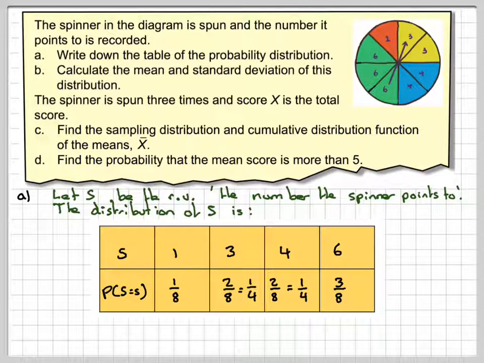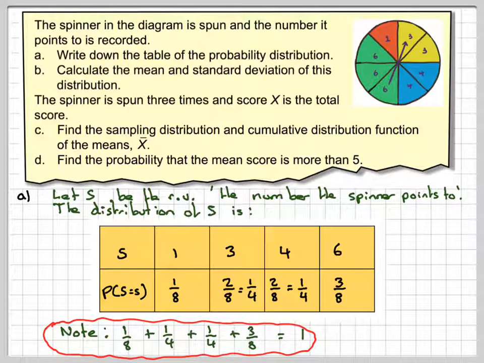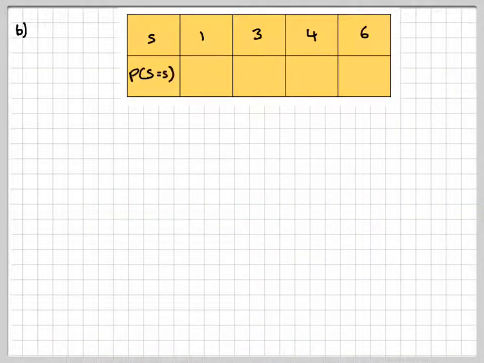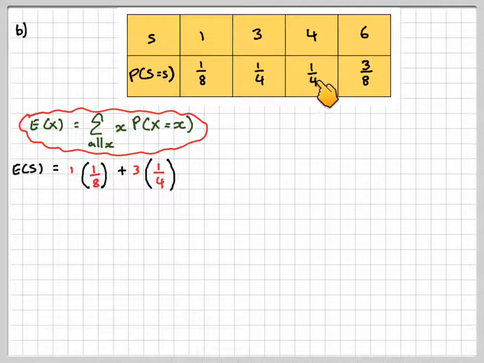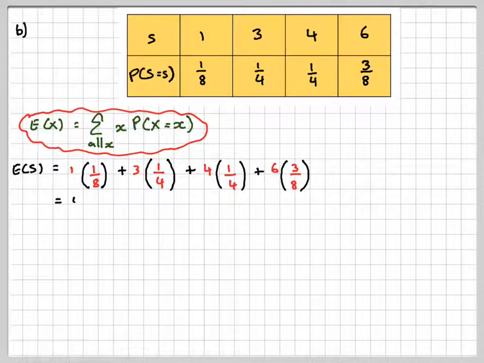Notice if you add up those probabilities you get 1. It's a good little check for you. Okay, next we've got to calculate the mean and the standard deviation of this distribution. So writing out the distribution again. The mean of a distribution, E of X, the formula is the sum over all x of x times the probability that X is equal to x. So in this case, S times the probability S is equal to s, so we would do 1 times 1/8 plus 3 times a quarter plus 4 times a quarter plus 6 times 3/8, and that gives me 4.125 or 4 1/8.